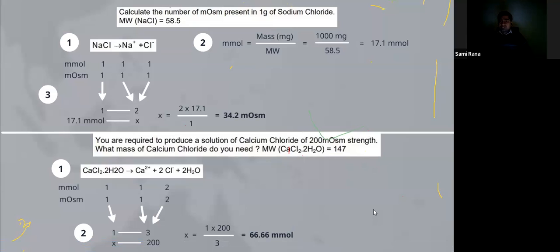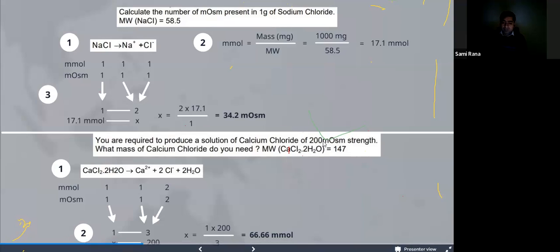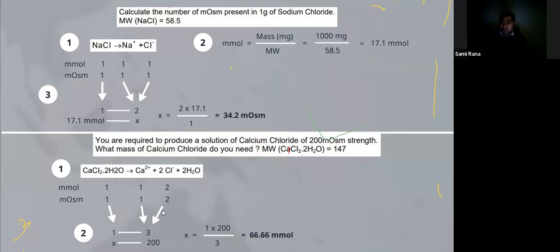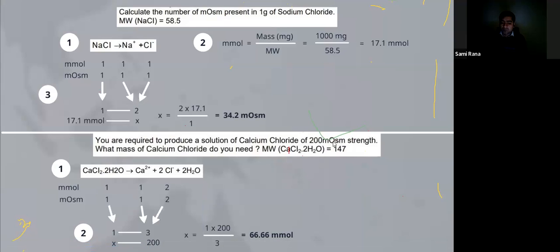Let's take a look at this question again. Why have we missed the steps? You are required to produce a solution of calcium chloride of 200 milliosmol strength. So what we need is 200 milliosmoles of calcium chloride. What mass of calcium chloride do you need? First of all, we have gone through the equation. Then we have seen that we have this 200 milliosmol strength in our hand. So we have seen that one molecule is going to give us 3 milliosmoles. Then X is going to be the result of 200 milliosmoles from here.